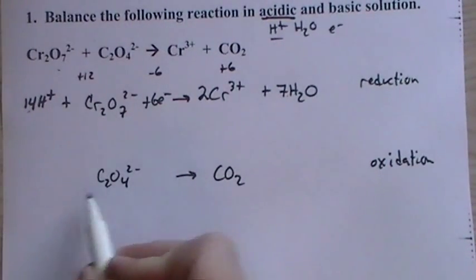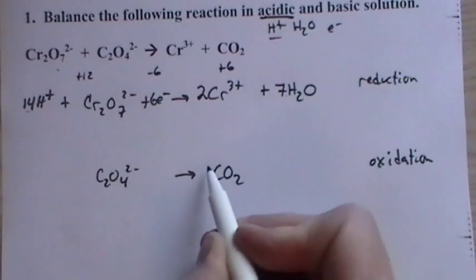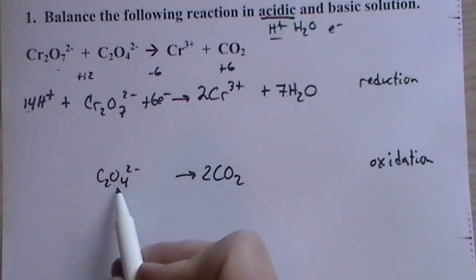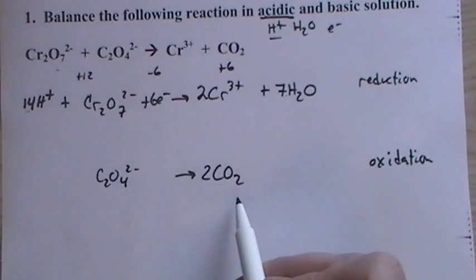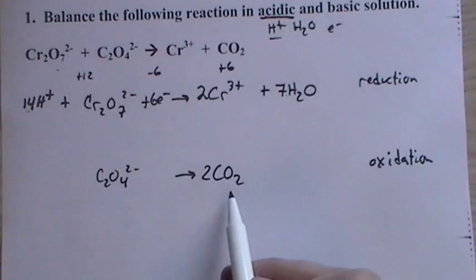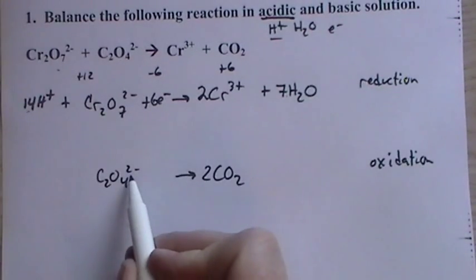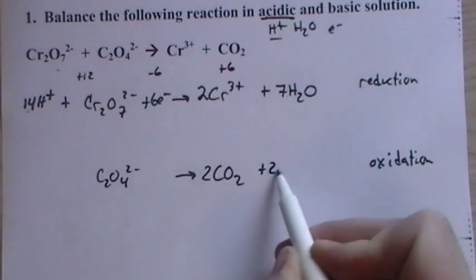We have two, so let's do the same thing here. We have 2 carbons, so this must be a 2. We have 4 oxygens on this side. Now we have 4 oxygens here, so we're done with the balancing of the mass of the atoms, the mass balancing. And then now we have a minus 2 here, and we have 2 electrons.